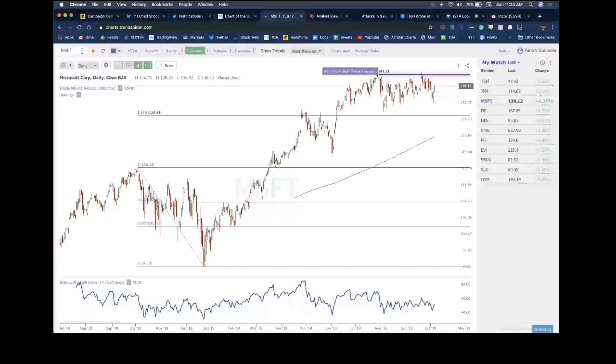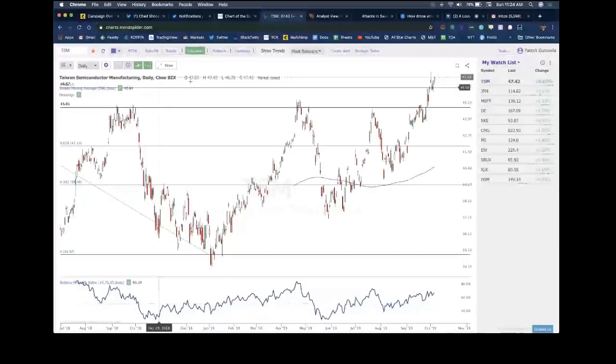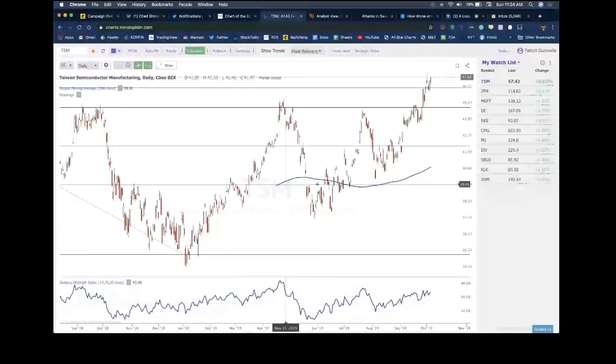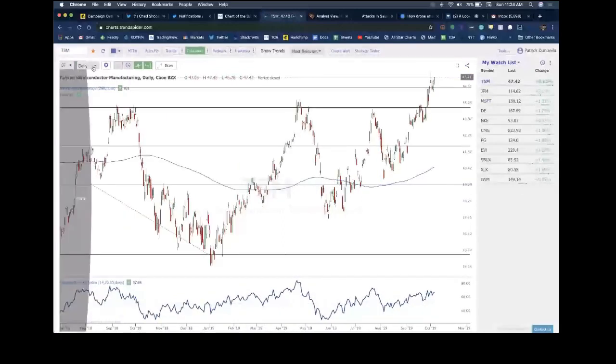One stock that I really like right now, I actually have a position in it right now. It's Taiwan Semiconductor. And I'm sorry if the chart's kind of messy here. We'll start off in a weekly.